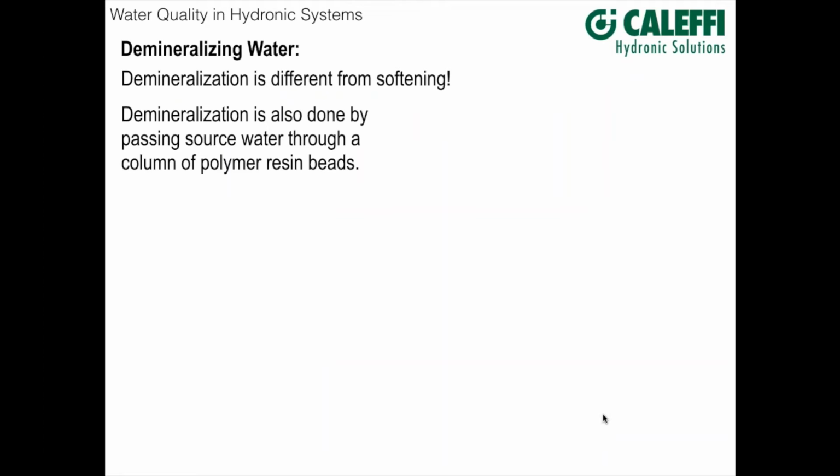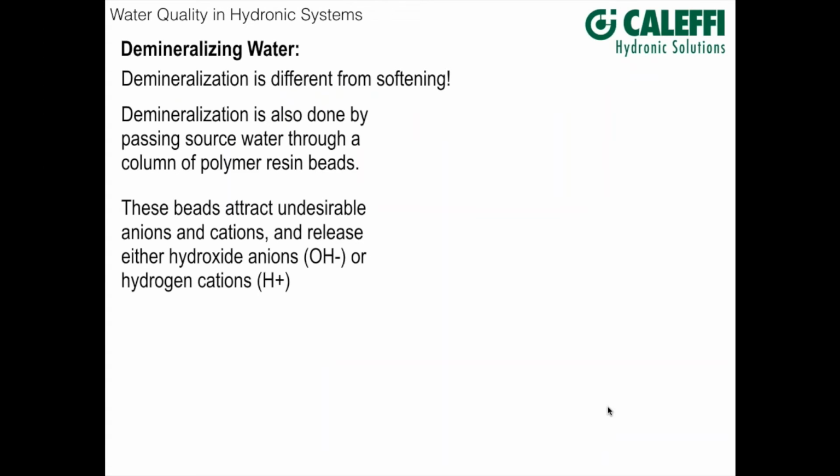Again, we're going to pass the source water, the raw water, through a column of resin beads. This is called an ion exchange process, and it is similar to what happens with softening, but you're going to see there's a different chemistry here. The resin beads in demineralizing cartridges are specifically designed to absorb a wide variety of ions and salts.